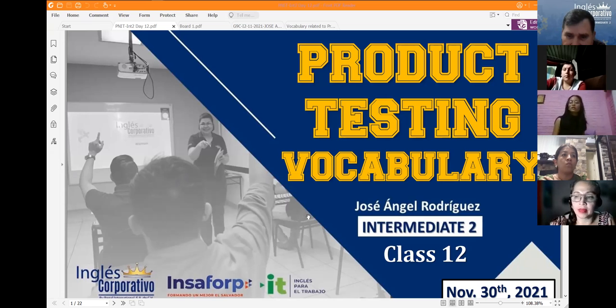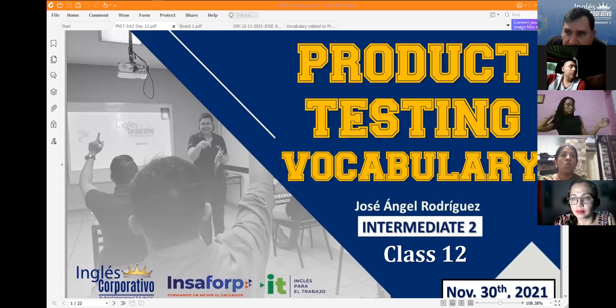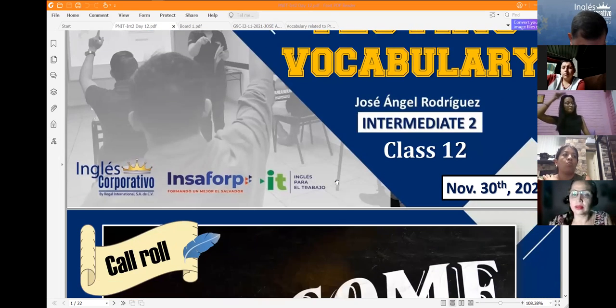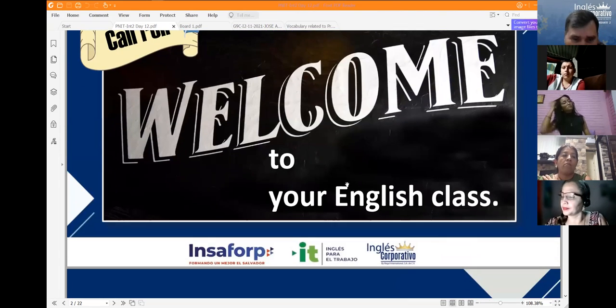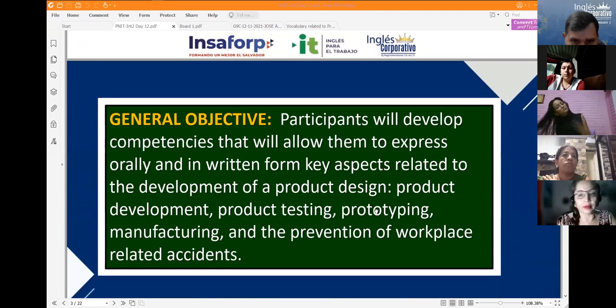Tonight is class 12. Today is November the 30th, and this is the intermediate two. The topic for tonight is product testing vocabulary. Welcome to your English class. Let's begin. This is the general objective.